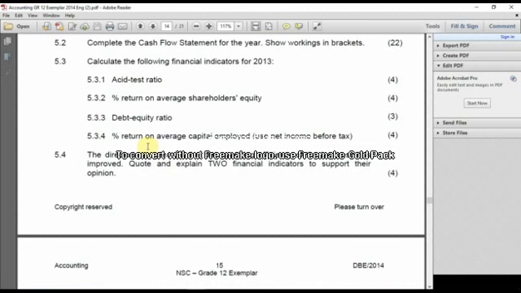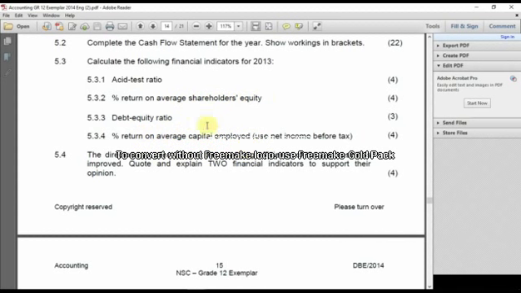5.3.4, we need to determine the percentage return on average capital employed, and we are given the hint that we need to use net income before tax. So return, we know again refer to profitability ratios, and what's different in terms of 5.3.4 versus 5.3.2 is this time we have to determine that return on the capital employed and not shareholders' equity. So capital employed is the totality of the capital, not only owner's equity.